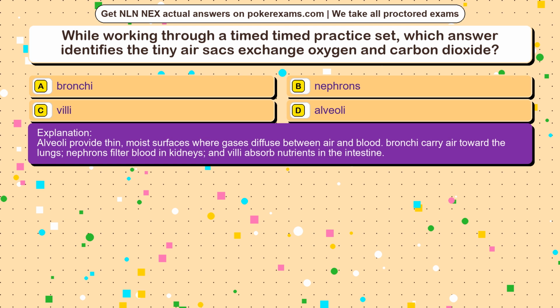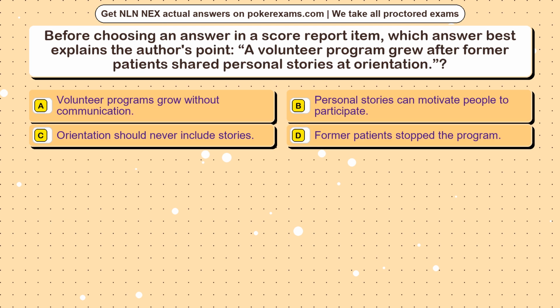Question 9. Before choosing an answer in a score report item, which answer best explains the author's point? A volunteer program grew after former patients shared personal stories at orientation. Option A, volunteer programs grow without communication. Option B, personal stories can motivate people to participate. Option C, orientation should never include stories. Option D, former patients stopped the program.